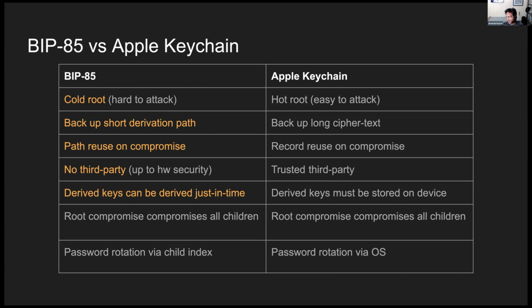Coldcard actually has BIP-85 support, though it's not great in the ecosystem. I hope that changes. It's not difficult to do. But Coldcard has this ability where you give it a child index and it'll give you a base85 or base64 password. I don't remember which of those two they do. Maybe they do both.